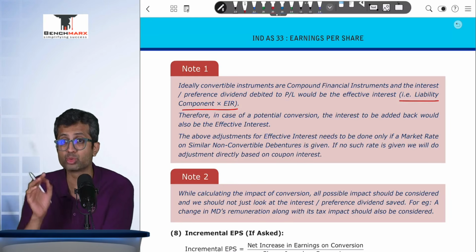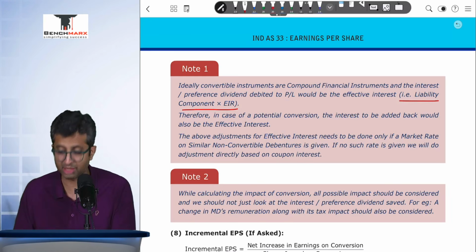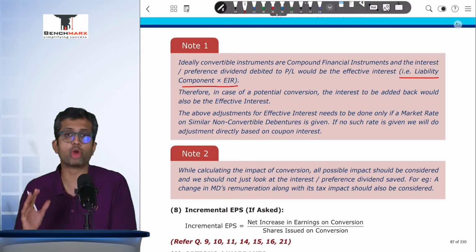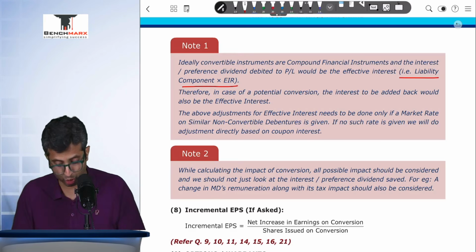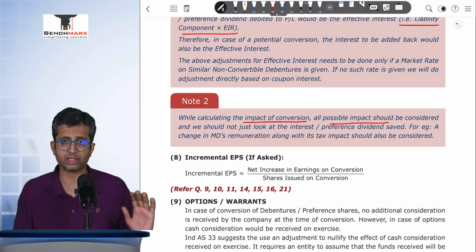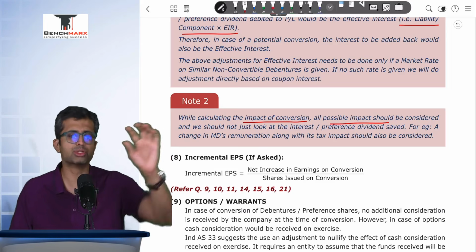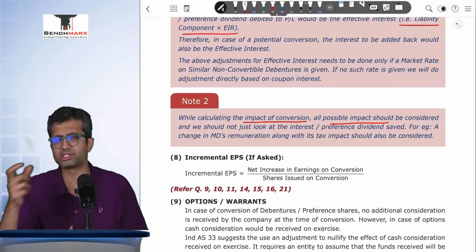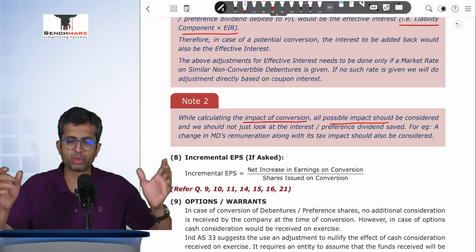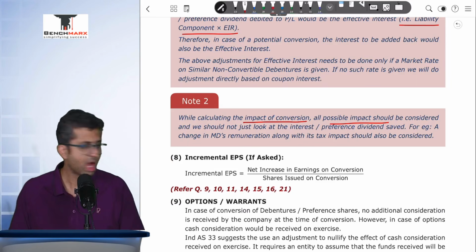But the important thing is, when will I do that? If the market rate of interest on similar non-convertible instruments is separately given. If no such rate is given, you will not be able to segregate, and hence you will do the working in the usual manner. When you calculate the impact on conversion, all possible impacts should be considered, as we discussed earlier. Further, sometimes the question asks you to calculate incremental EPS, in which case you will just take the ultimate cost savings, let's say interest after tax, everything, in the numerator, and the number of shares to be issued on conversion in the denominator. Are we clear with this?